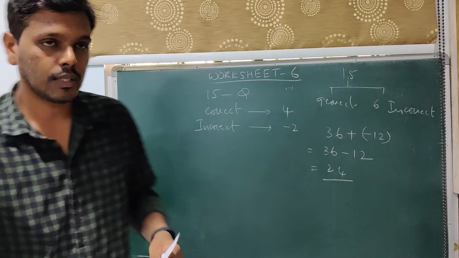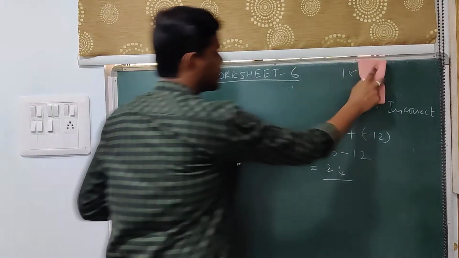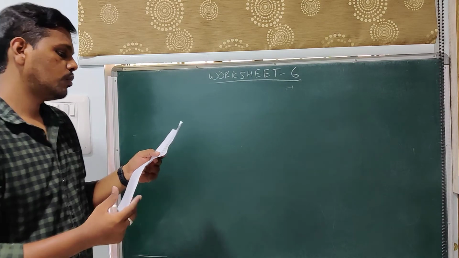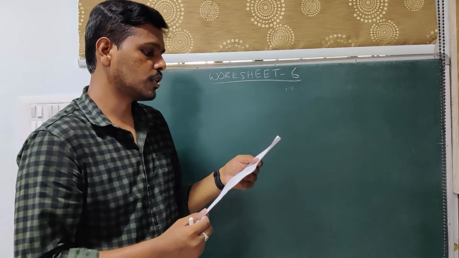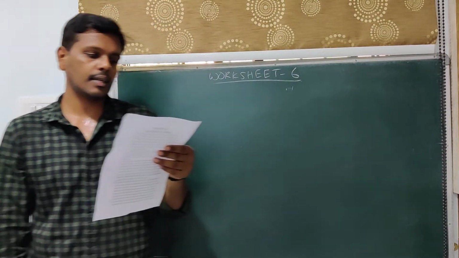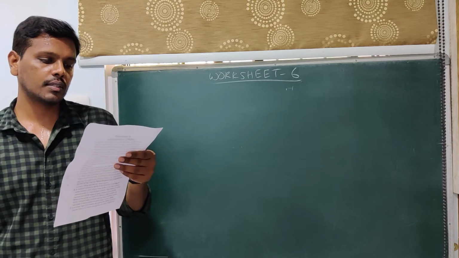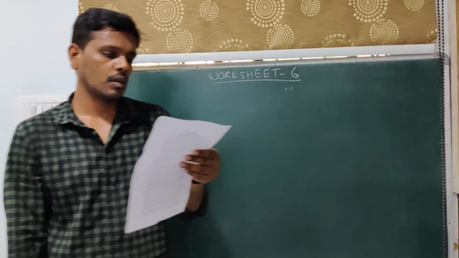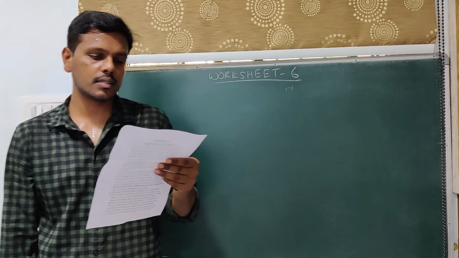So I am going with the sixth one. The temperature at noon was 10 degrees above zero. If it decreases at the rate of 2 degrees Celsius per hour until midnight, at what time would the temperature be 8 degrees Celsius below zero? What would be the temperature at midnight?